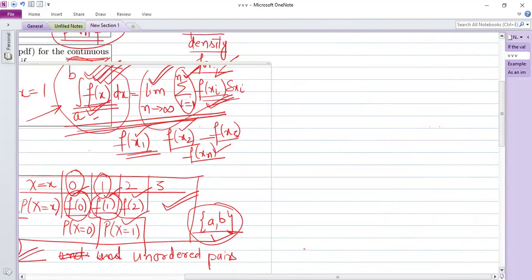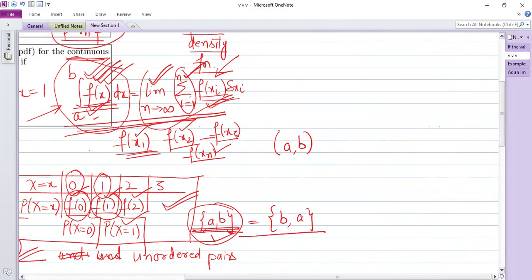Because here the order of the elements is not important. This means the unordered set AB and the set BA are actually the same. But in the case of ordered pairs, we put parentheses. So the pair (A, B) is not equal to the pair (B, A). Why? Because these parentheses are used for ordered pairs, where the order of the elements is important.